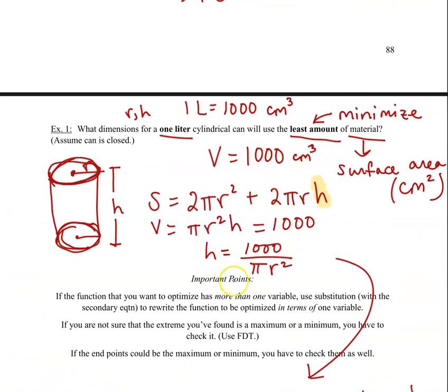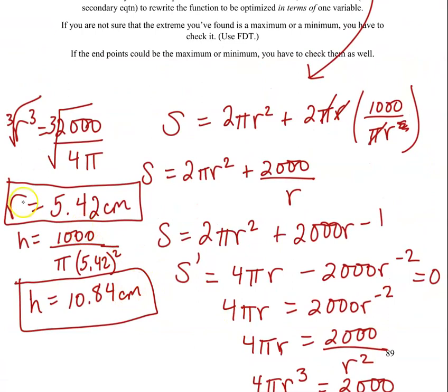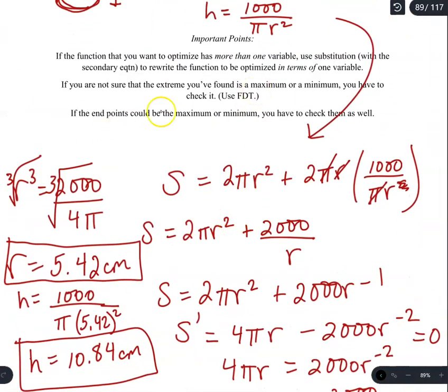So these are the dimensions that will minimize the surface area, but keep my volume at the 1,000 cubic centimeters. If we were really being thorough about this, we should do a number line analysis and verify that this radius actually does give us a minimum. But if it's the only critical number you get, you can pretty much rest assured that that's going to be it, unless it's a really complicated problem for some reason. And that's what's noted here in this important points section.